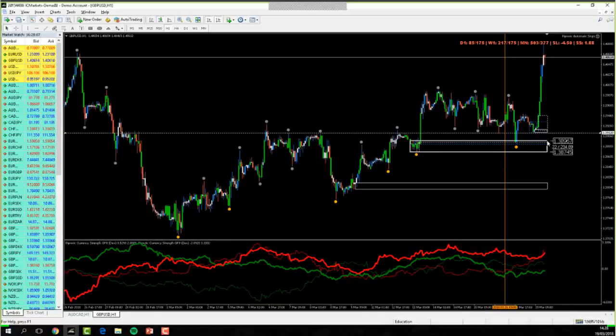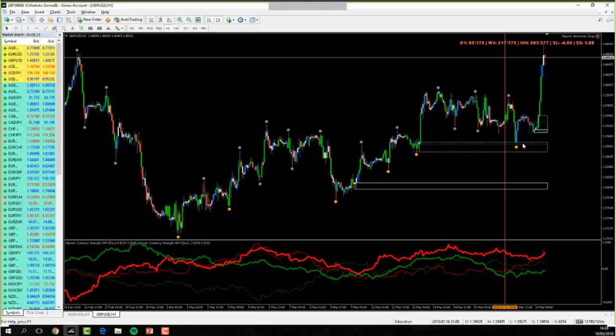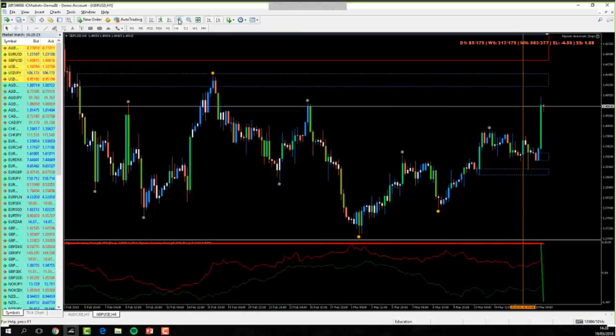And according to my software here, we have the blue rectangle. This is 4-hour demand. On top of that, we have a white rectangle. This is 1-hour demand. So price went into the 1-hour demand and poked into the 4-hour demand. If we have a look at that, you can see what it looks like. This looks very good, actually.